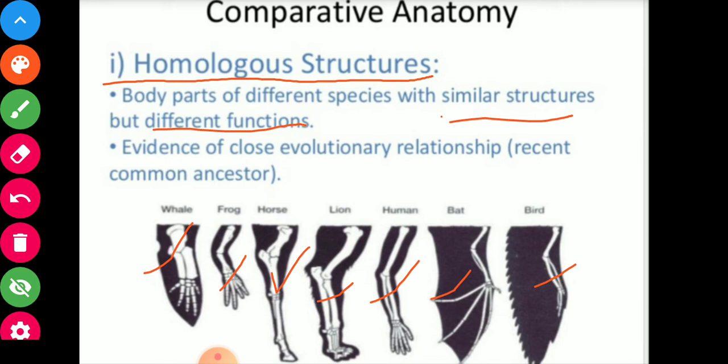Evidence of close evolutionary relationship. So this is the relationship which is showing evolutionary relationship, as these are having common structures and so that common ancestors, recent common ancestors.